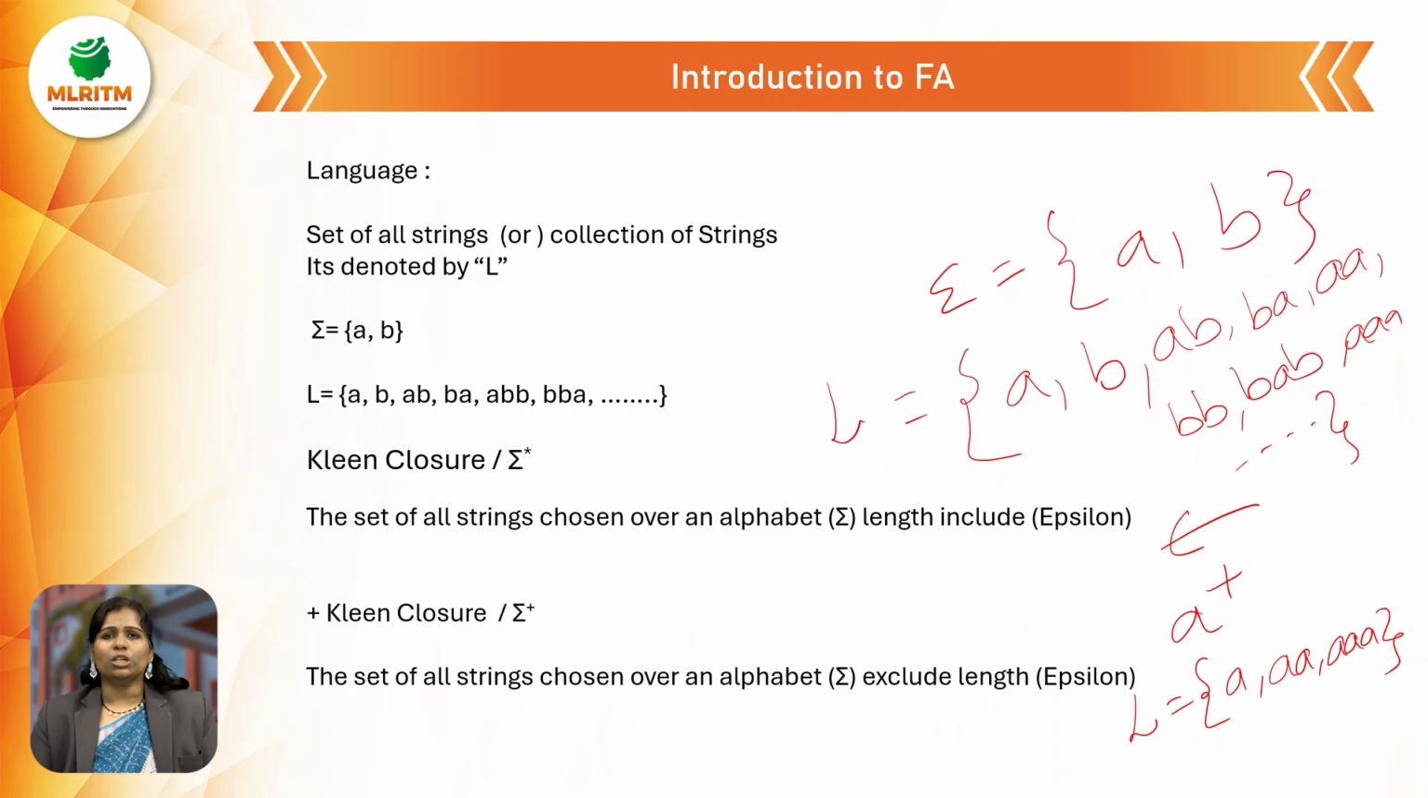The closure, or Kleene closure, sigma plus, is the set of all strings. It is represented with sigma plus, and it is a universal set. It can be written as a, comma, a a, and so on.